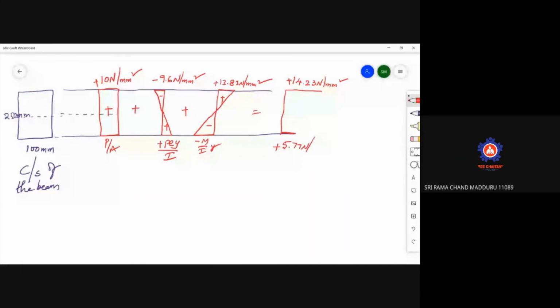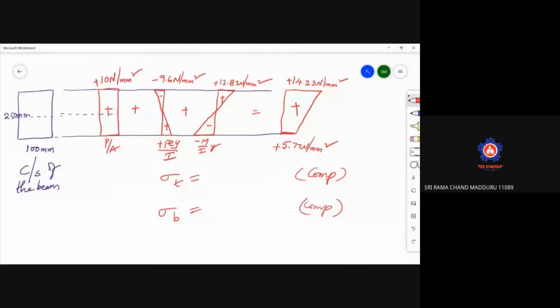Why? Because positive is compression, negative is tension. So this is like this. So this entire one is positive. So at the top fiber sigma T as well as sigma B, after writing the values in the brackets, you write down compression for your reference. This is also compression for your reference. So this is plus 14.23 and plus 5.77 Newton per mm square, which are positive.